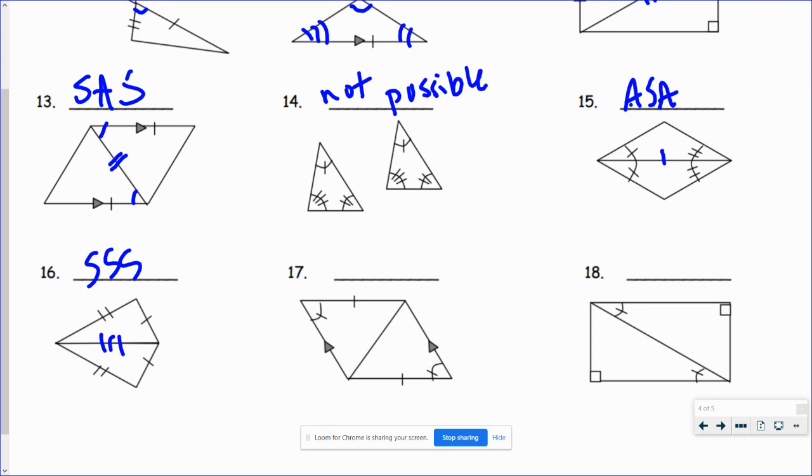All right, 17. We have a pair of sides marked congruent already. We have a pair of angles marked congruent already. We know that 2 of the lines are parallel. So let's think about some of the things we could use.